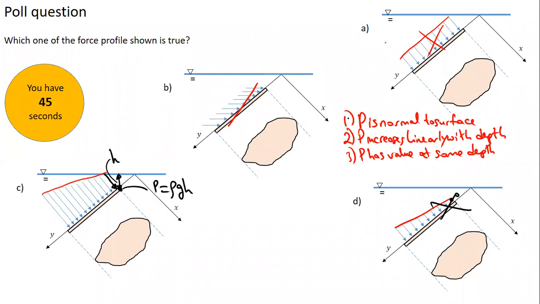So these three cases are: P is normal to the surface, P increases linearly, and P has some value at some depth. Here you should know that this H is normal to the free surface. What I mean is that P is rho g h, and when I take h, I should take this perpendicular h. I cannot take this one. For example, if this one is L, rho g L is false. You cannot take this one. You should take this perpendicular height that is normal to the free surface.